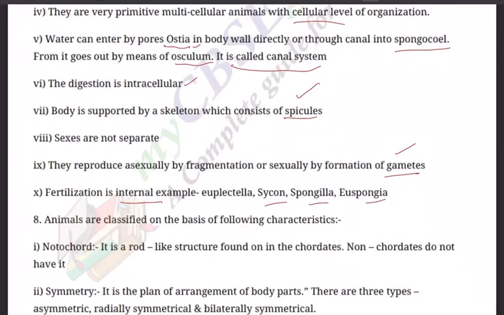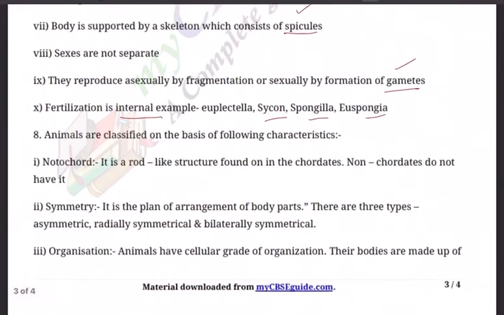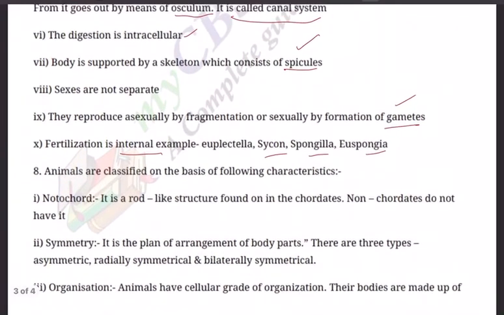And question number 8. Animals are classified on the basis of the following characters. One is the notochord. Notochord is a rod-like structure found in the chordates. Non-chordates do not have it. Then symmetry. It is the plan of arrangement of body parts. There are three types: asymmetric, radial, and bilateral. Asymmetric means that when we cut the animal at any angle, we will not get two equal halves. Then we say it is asymmetric.